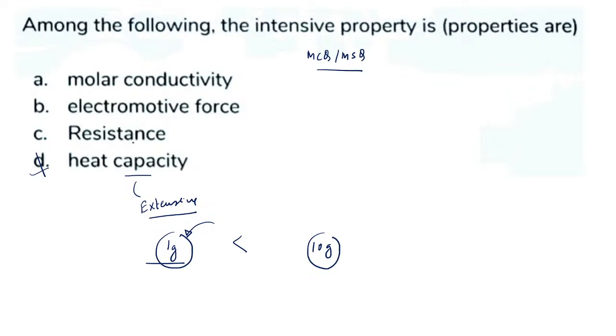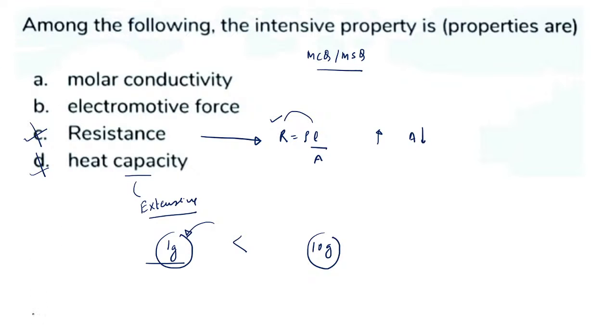Now we have to figure out option C, resistance. Let's write down the formula of resistance. Resistance is equal to rho L by A. This is your resistance. You can see that if I increase the length of the wire, or if I decrease the area of the wire, this definitely affects the resistance of the substance. So resistance is also an extensive property. It's a mass dependent property.